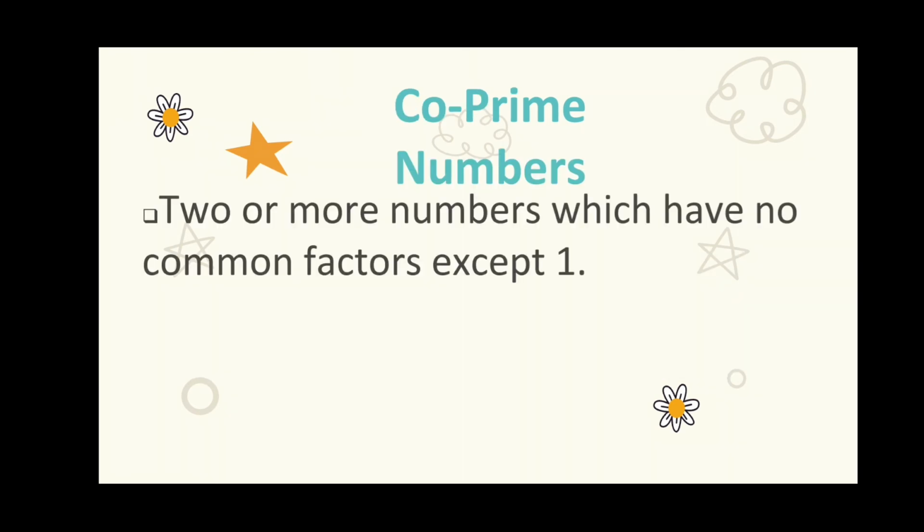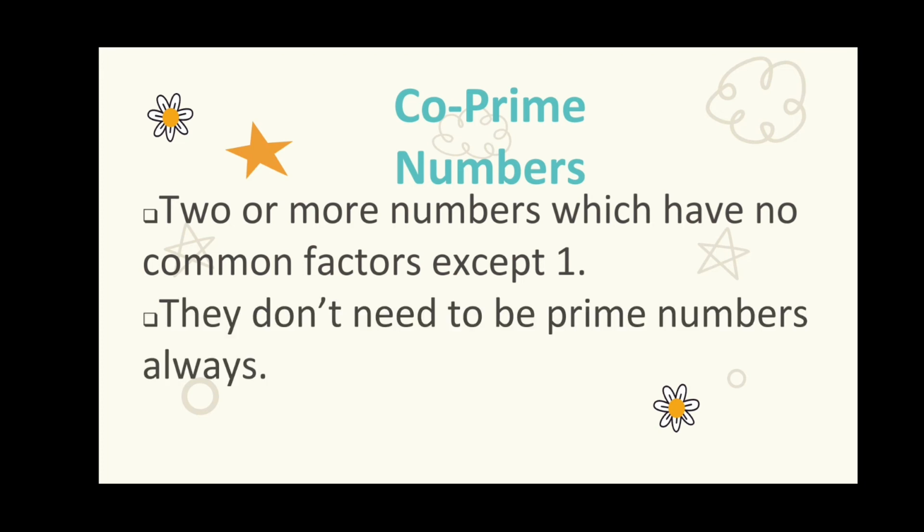Co-prime numbers are two or more numbers which have no common factors except 1. They don't need to be prime numbers always. For example, 4 and 7 are co-prime numbers dahil ang common factor lang nila ay 1. But 4 is not a prime number. That is a composite number because the factors of 4 are 1, 2, and 4. So, hindi lang sarili niya at 1 ang factor niya, kaya hindi siya mako-consider na prime number. But then again, they are co-prime numbers dahil ang kanilang common factor lang ay 1.